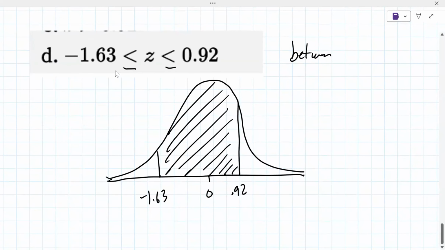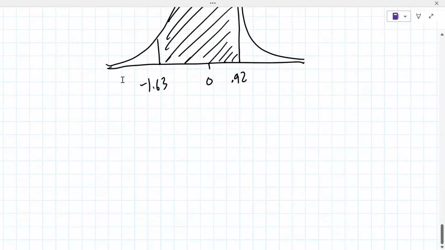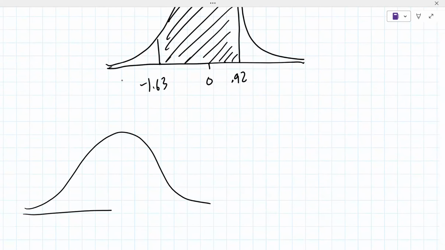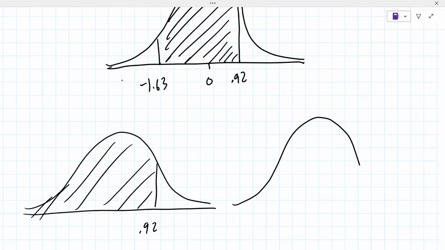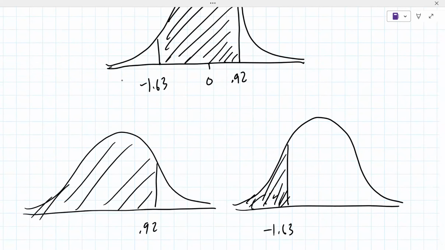Okay. So the only way to do this is to find the area left of 0.92, and we're going to find the area left of minus 1.63, and then we're going to subtract. If you take this whole area on the left and subtract out this little piece, do you see that it will give you the middle? Are you sure that's clear? Because this is the most difficult type of this problem.